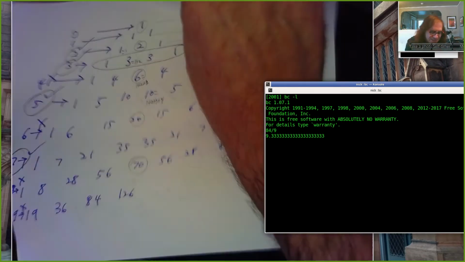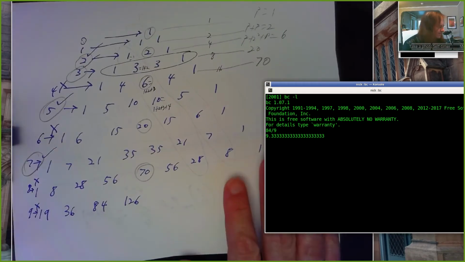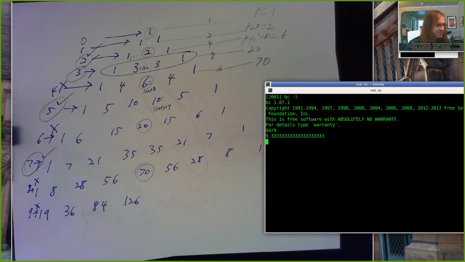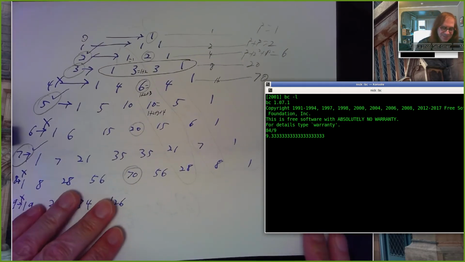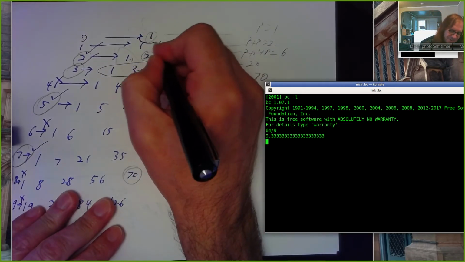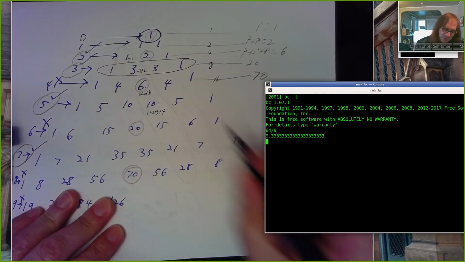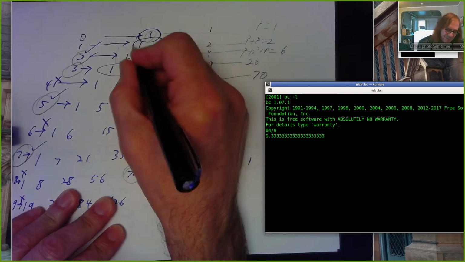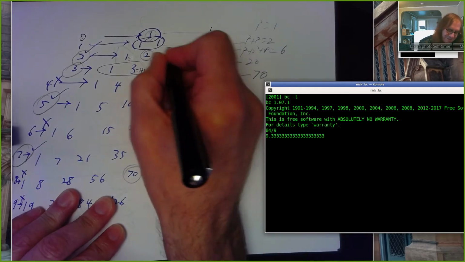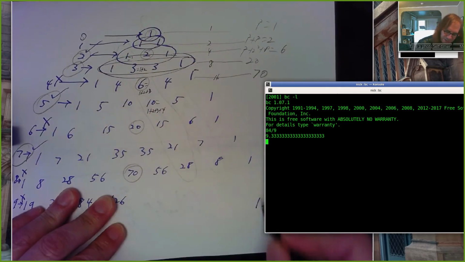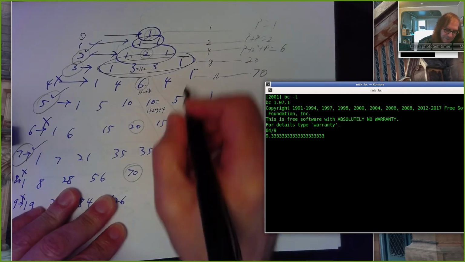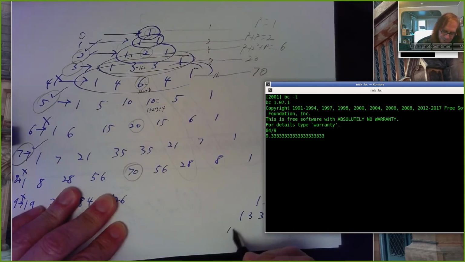I shouldn't have thrown away Pascal's triangle so quickly. All right, even greater weirdness. Let's just look at each of these rows. This first thing looks like the number 1, this looks like the number 11, this looks like the number 121, this looks like the number 1,331, this looks like the number 14,641.